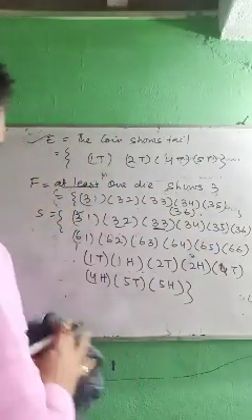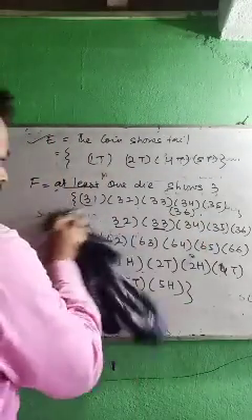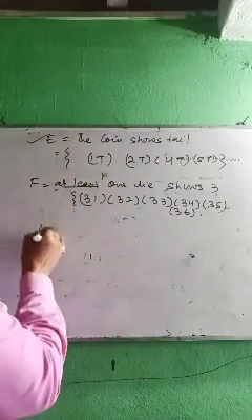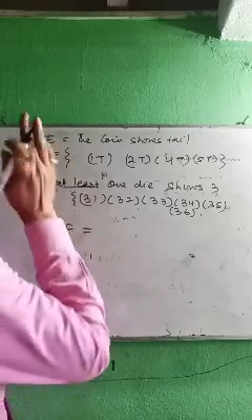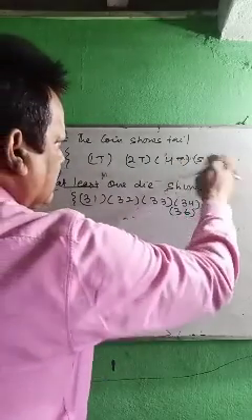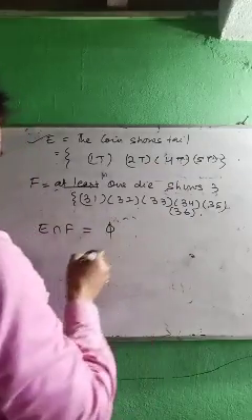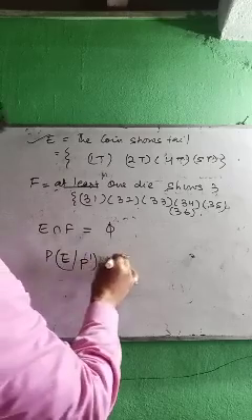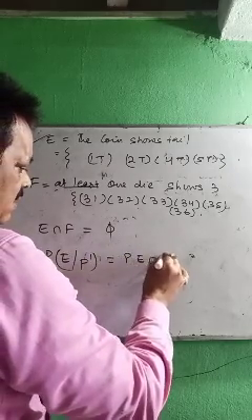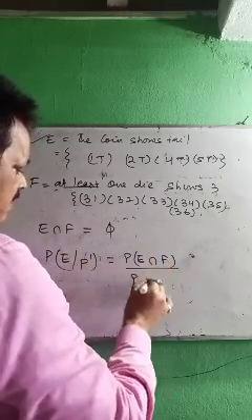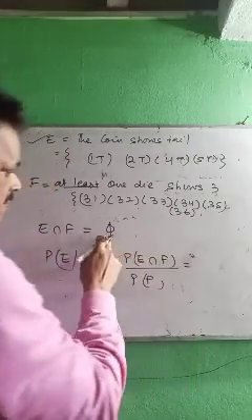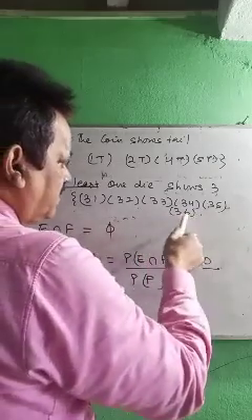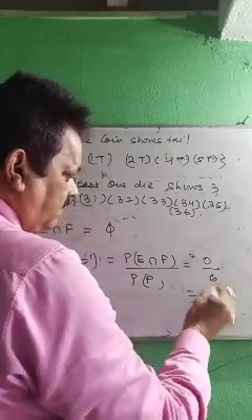Then what will be E intersection F? You see here, nothing is common, that means it is the empty set. So the probability of E given F is E intersection F by P of F. The probability of the empty set is 0, and P of F is over 6 outcomes, so the answer is 0.